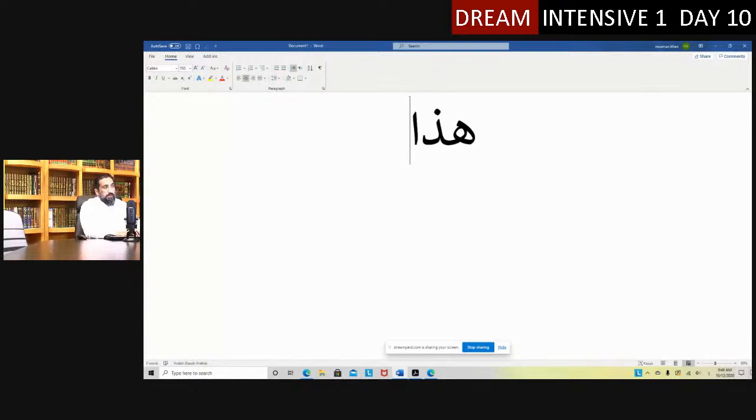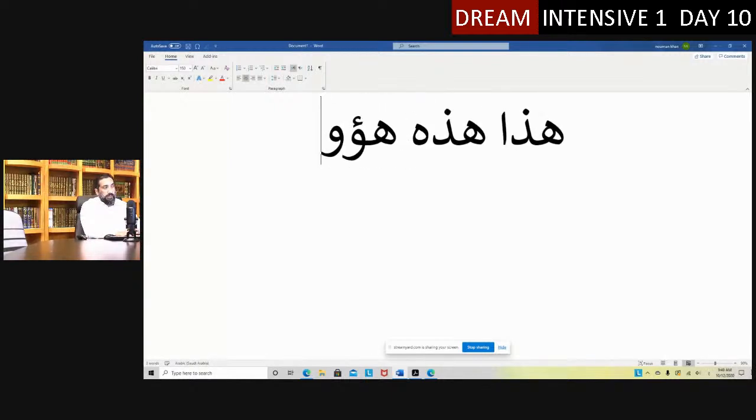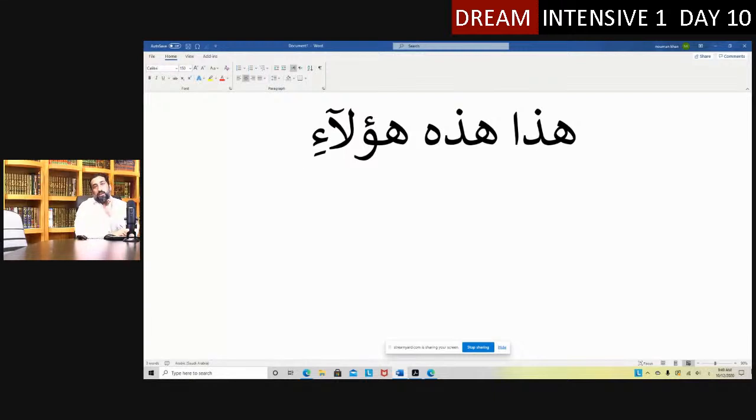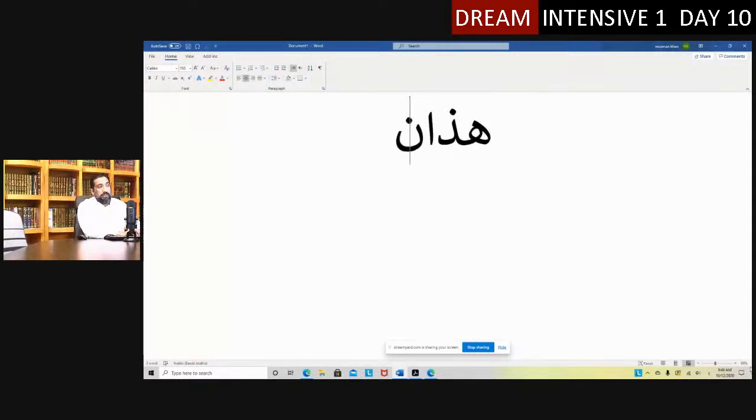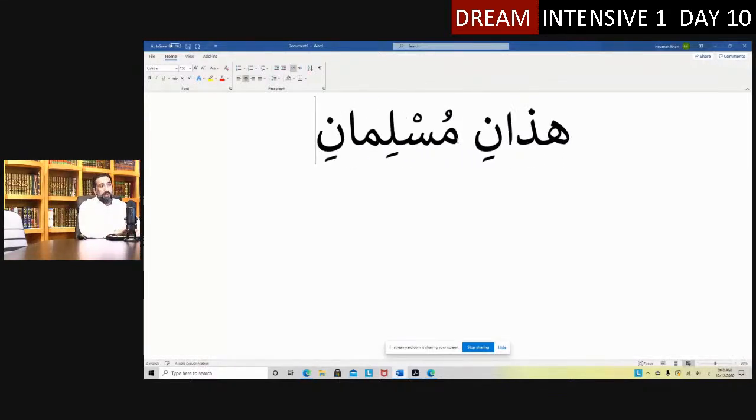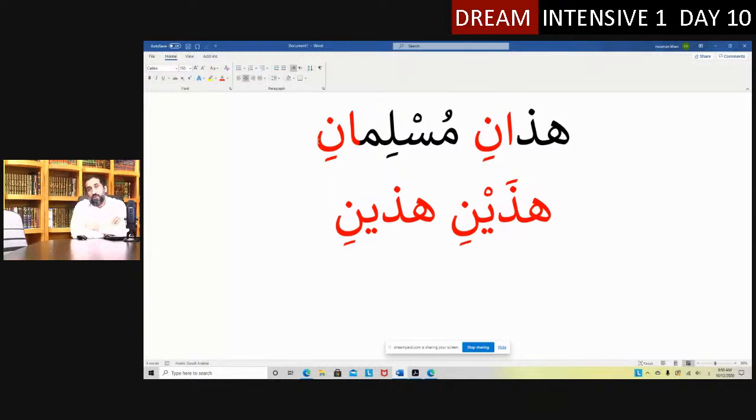The pointers that I talked to you about were hada, hadihi, haulai, right? And the thing I told you about them is that they are non-flexible. So the rafa' or the nasab or the jar version are exactly the same. What I skipped was the middle, hadani. Hadani has the ani at the end, the same as what you learned in muslimani, which makes it two rafa'. And if you remember, the nasab and jar version of muslimani was muslimaini, and that's why you get the nasab and jar version, hadaini. If hada means this, hadaini means these two.